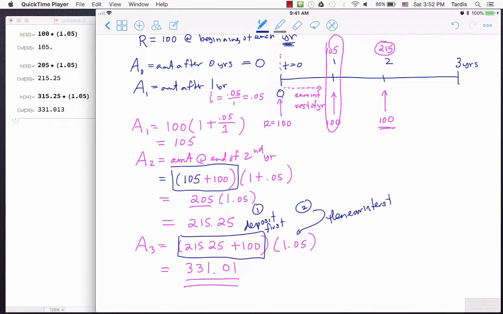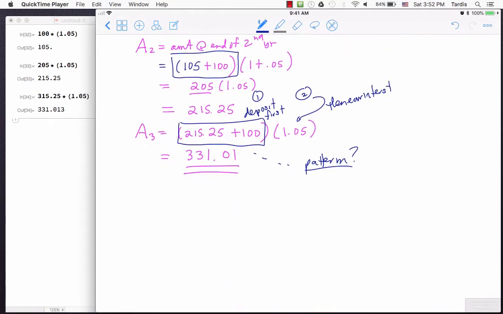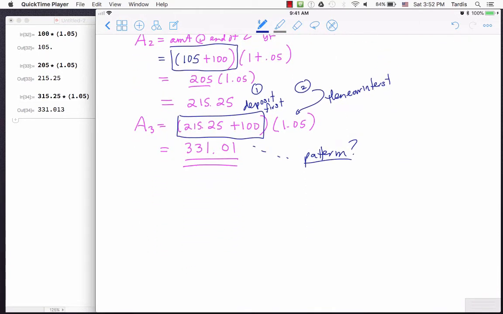We could find a pattern for this. There is a pattern, and it would be very similar to the ordinary annuity. But I'll just spare us all the details. We'll say S, which is the future value of an annuity due. It's a very similar formula, but different in slightly one way from the ordinary annuity.